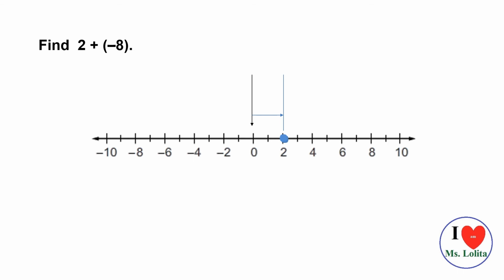From 0, you will move 2 units to the right because it is plus 2 or positive 2. Then, from positive 2, you will move 8 units to the left and you will land on negative 6. So, 2 plus negative 8 is equal to negative 6. You're going to carry the sign of the bigger number in the answer.